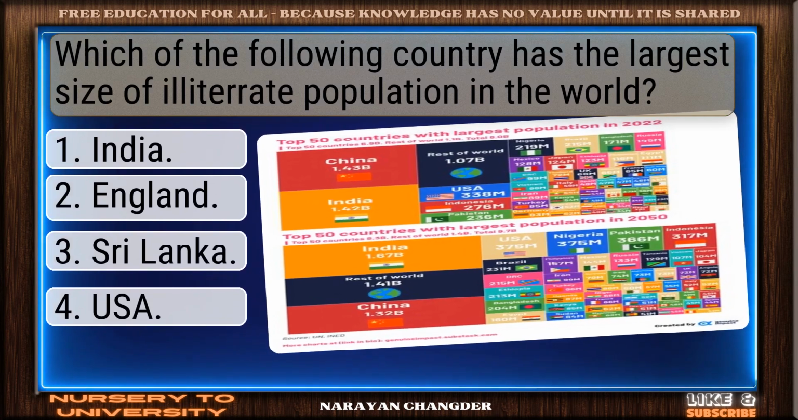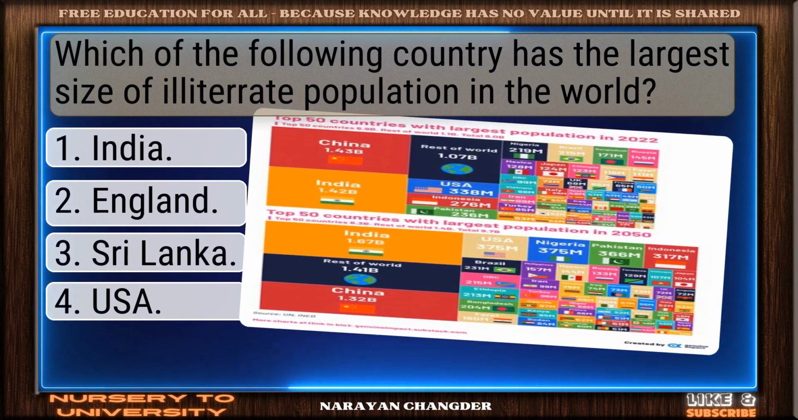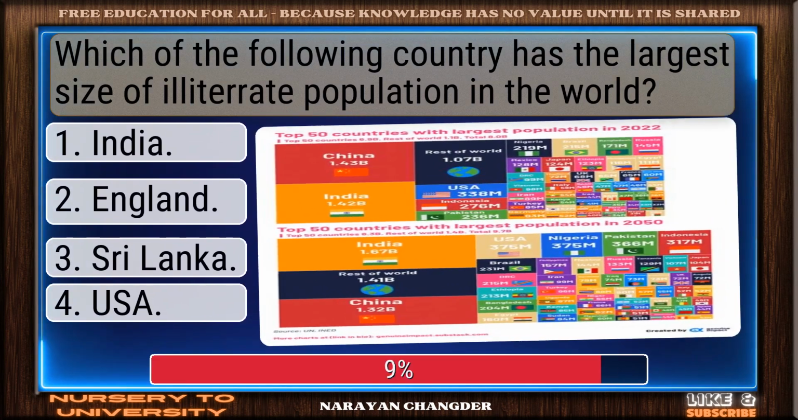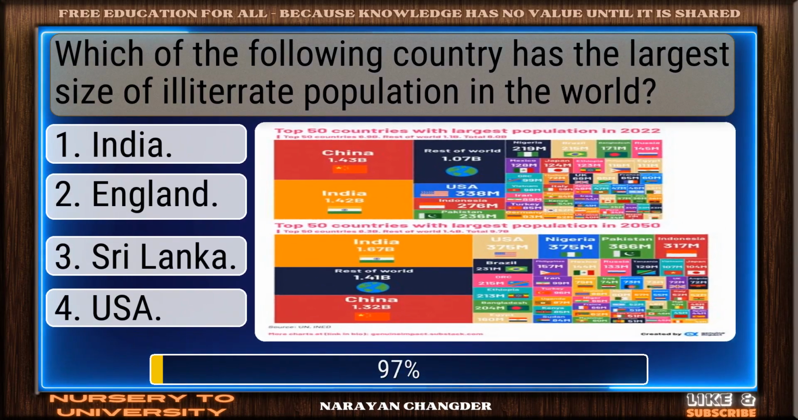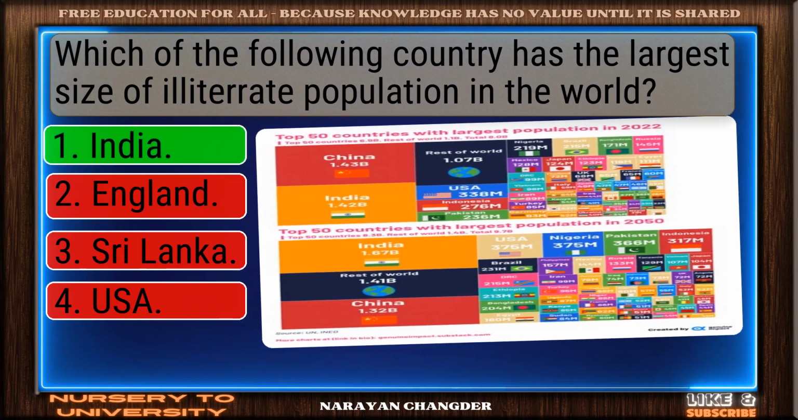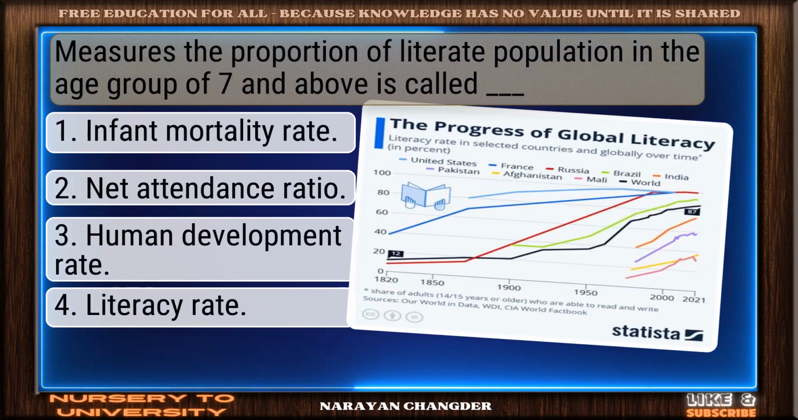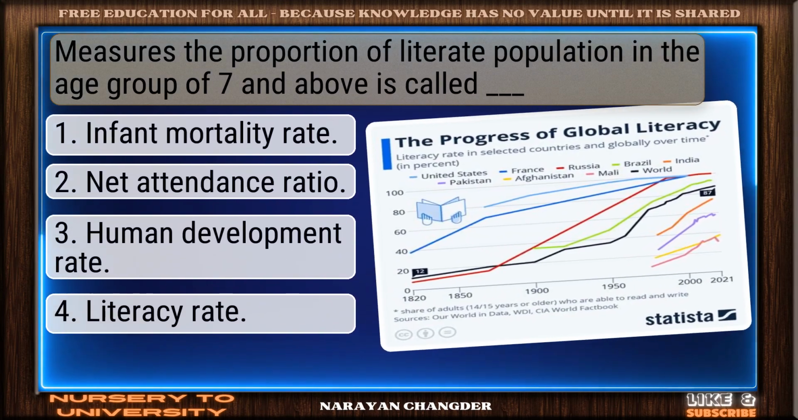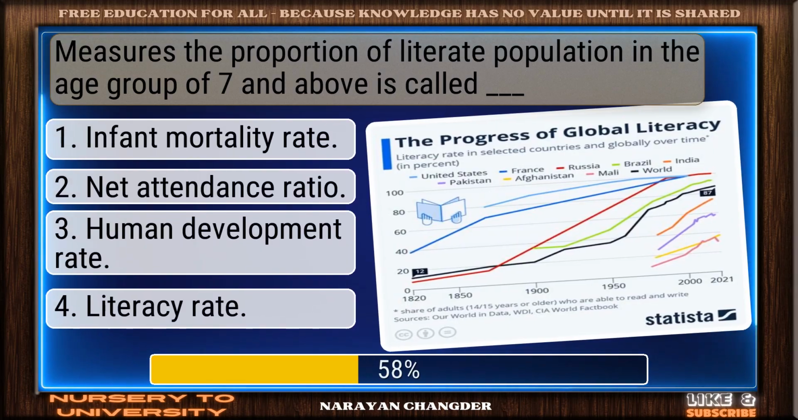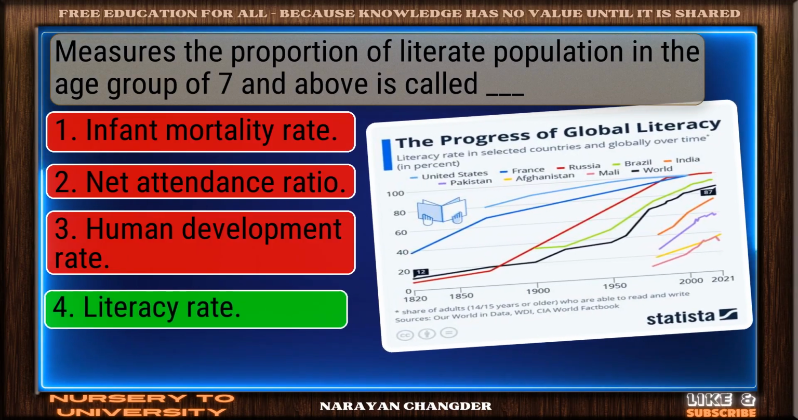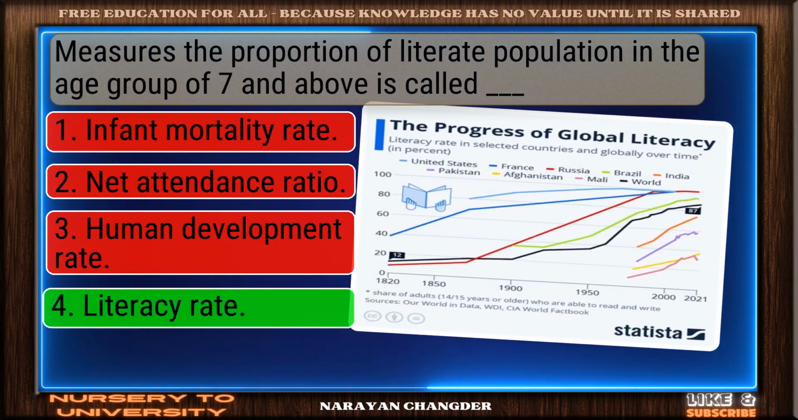Which of the following country has the largest size of illiterate population in the world? Sharp thinking. India is right. Measures the proportion of literate population in the age group of 7 and above is called dash. Valid point. Literacy rate is true.